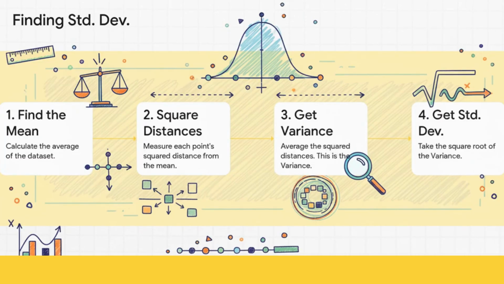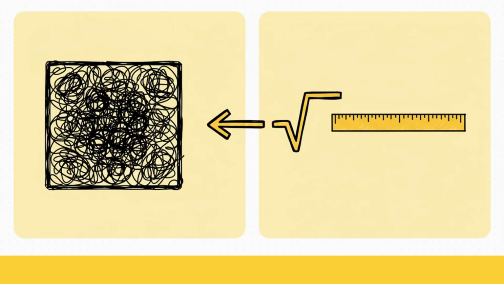First, you find the mean. Easy. Step 2, and this is the key move. You measure how far every single data point is from that mean, and then you square that distance. Why? Because squaring makes every number positive. Step 3, you take the average of all those squared distances. And that number has a special name. It's the variance. And for the final step, you just take the square root of that variance, and you've got your standard deviation.